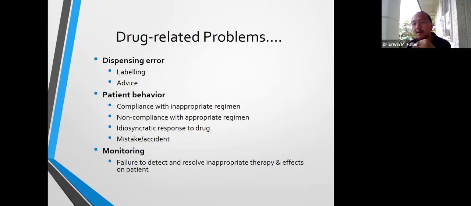So in drug-related problems, there is also dispensing error, which relates to labeling and wrong advice to our patient. In terms of patient behavior, there is compliance with an inappropriate regimen, non-compliance with an appropriate regimen, idiosyncrasy, which may relate to differences in the genetic makeup of an individual in response to a particular drug, or a mistake or accident of taking the wrong drug. Another one is monitoring, wherein there is a failure to detect and resolve inappropriate therapy and its effects on the patient.